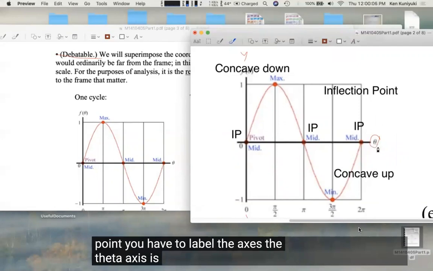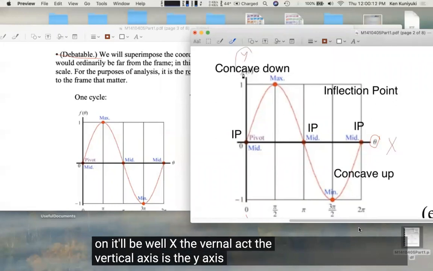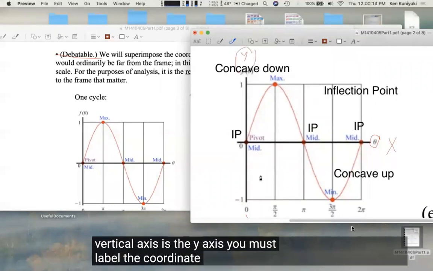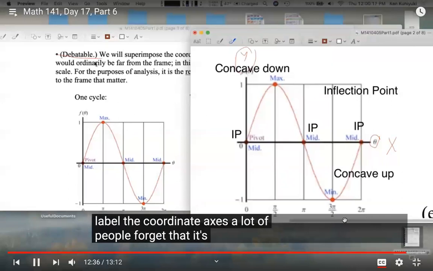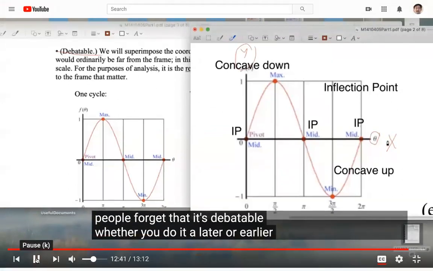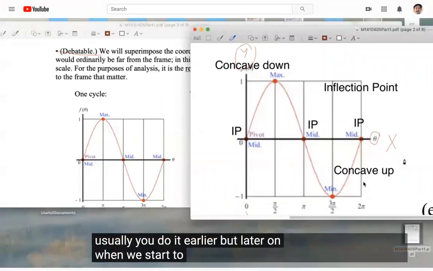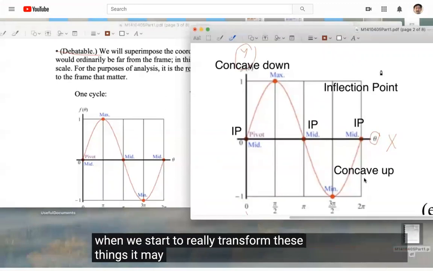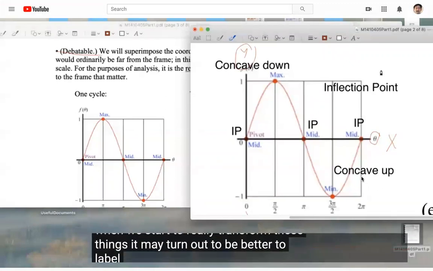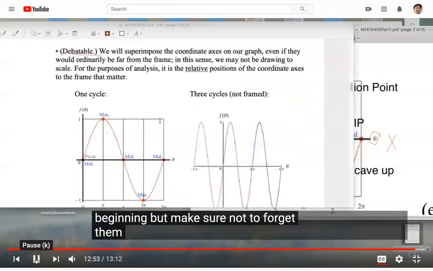The theta axis is our horizontal axis. Later on, it will be x. The vertical axis is the y-axis. You must label the coordinate axes. A lot of people forget that. It's debatable whether you do it later or earlier. Usually you do it earlier, but later on, when we start to really transform these things, it may turn out to be better to label the axes at the end, not at the beginning. But make sure not to forget them.